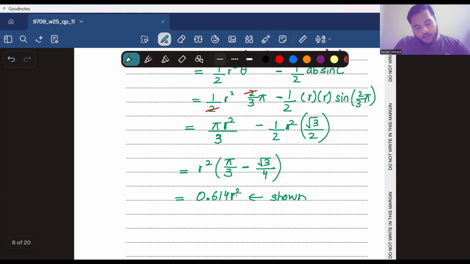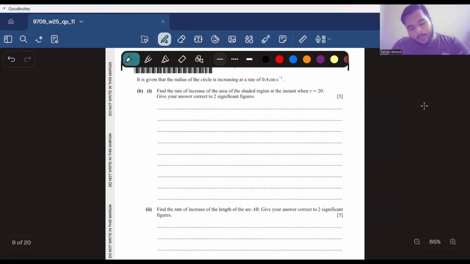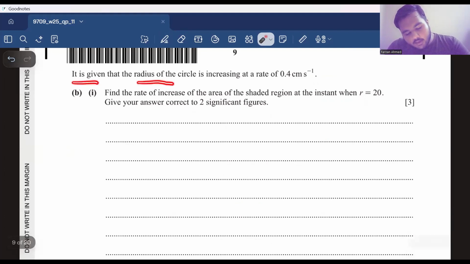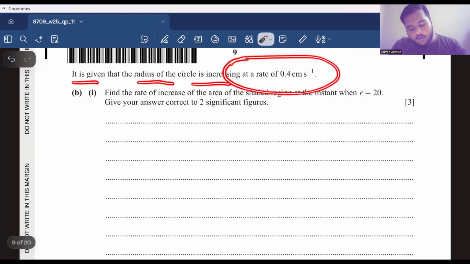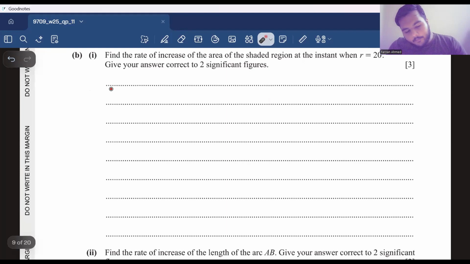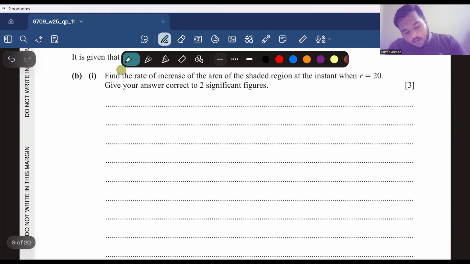Now, moving to part B. In part B, they are saying it is given that the radius of the circle is increasing at the rate of 0.4 centimeter per second. Centimeter per second is with respect to time. Now they are saying find the rate of increase of the area of the shaded region at the instant when r is equal to 20. Give your answer to two significant figures.